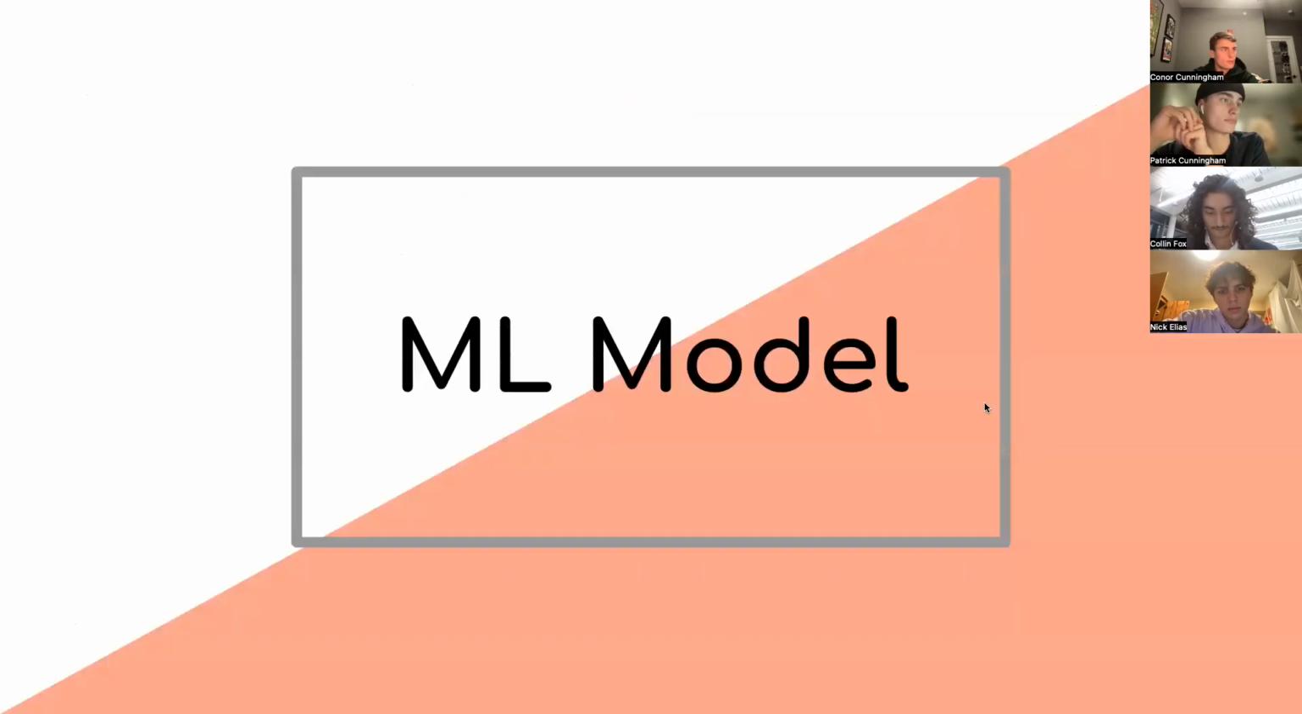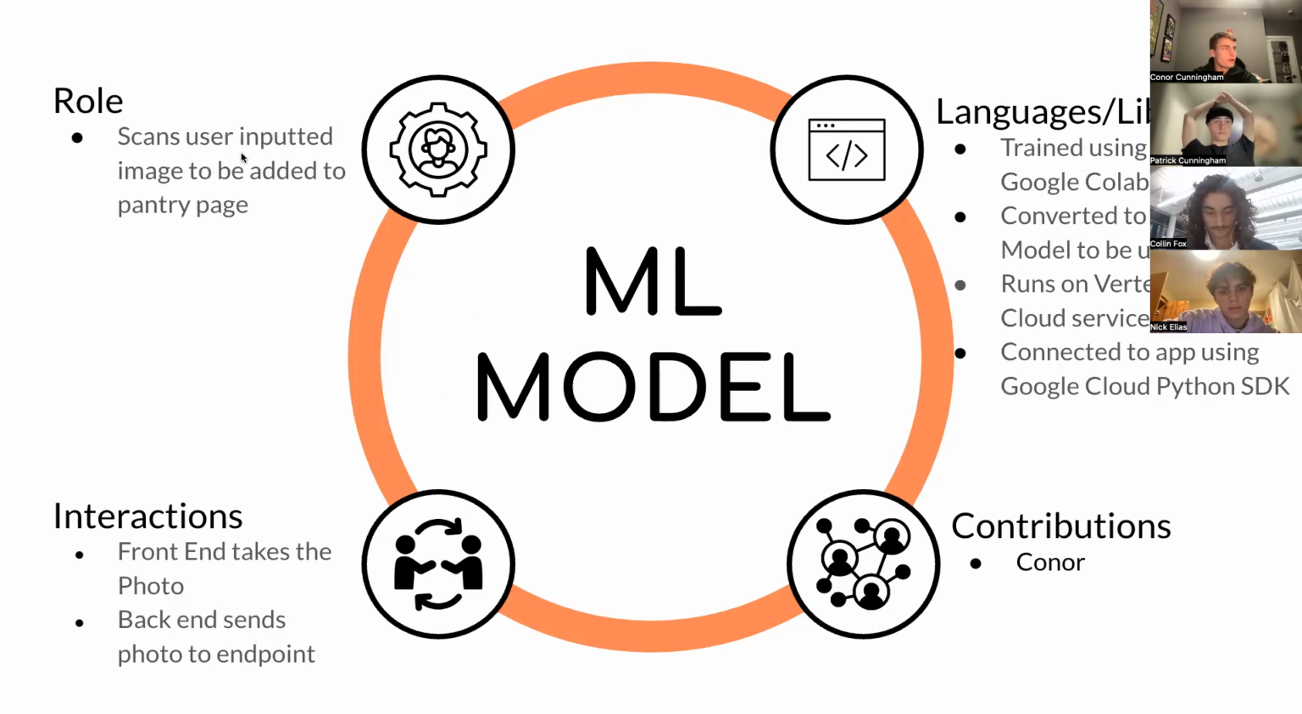All right. And now to talk about the machine learning part. So the machine learning part is used to scan users' ingredients, to be able to take photos of their pantry or their refrigerator, and then it'll be able to input that automatically into your groceries page or your pantry page. This interacts with the front end by receiving the photos that it takes, and then the back end is able to connect this photo to the endpoint that's housed on Google Cloud, where it's able to access the TensorFlow model to actually process and make this prediction.